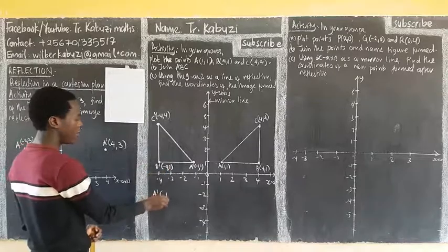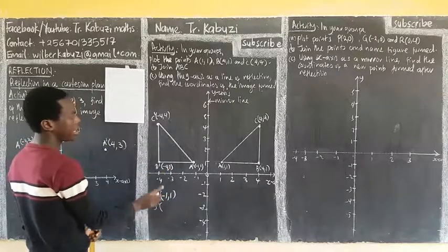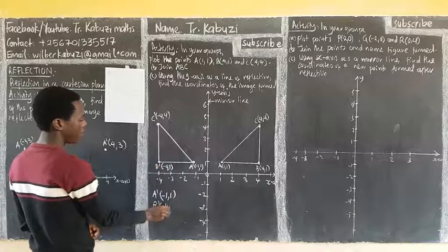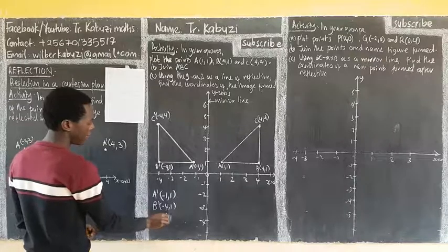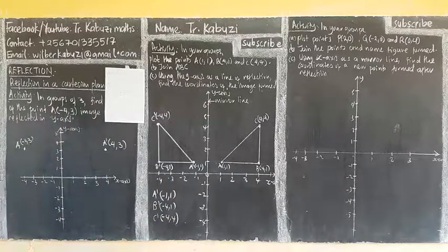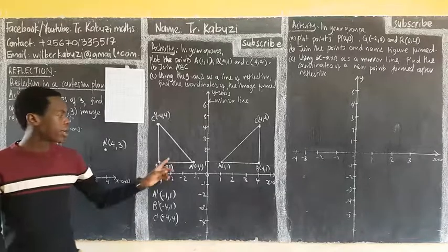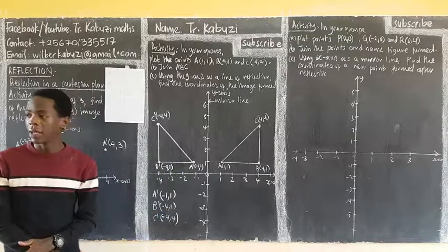So A prime is -1, 1. B prime is -4, 1. Then C prime is -4, 4. So those are the coordinates. So now, whoever gave the coordinates, this one we also give a mark in 3. Then the coordinates we also give in 3.